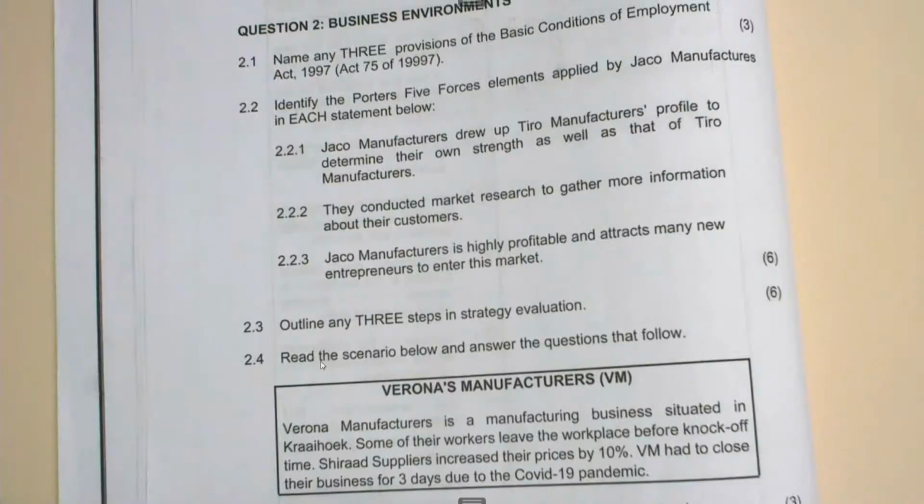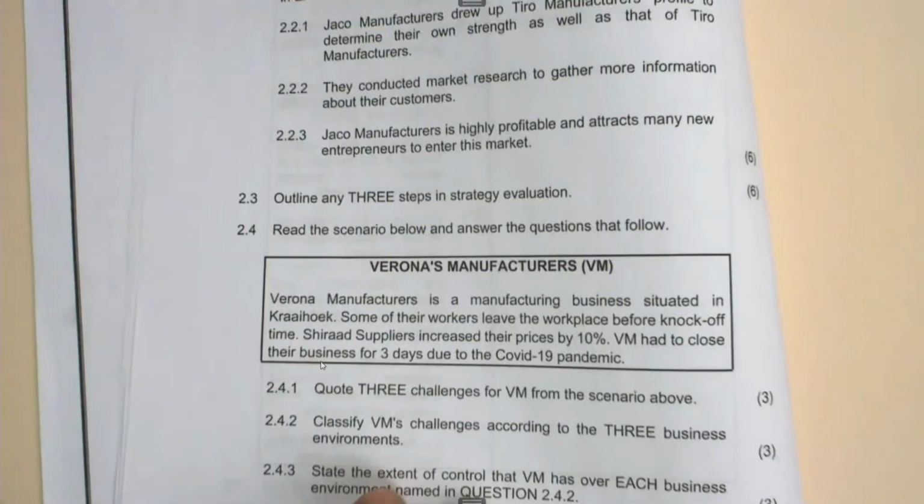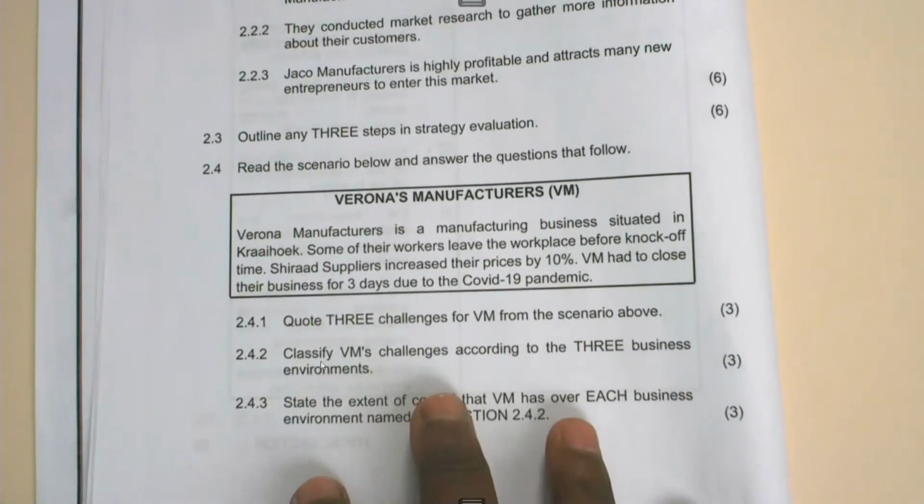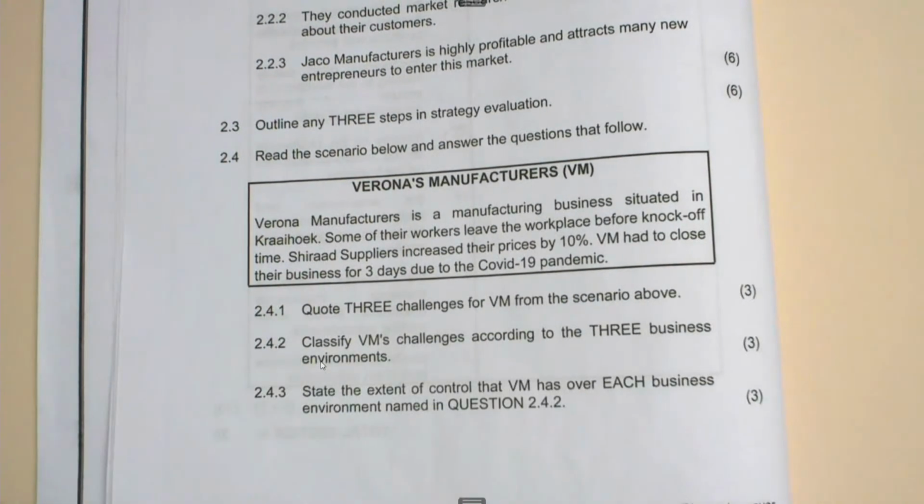Another question. When you look at question 2.4, a very common kind of question, we expect learners now to be knowing this question by now. We expect learners to be clever, to answer this question as expected, and to get the marks accordingly. For example, let's read this scenario.